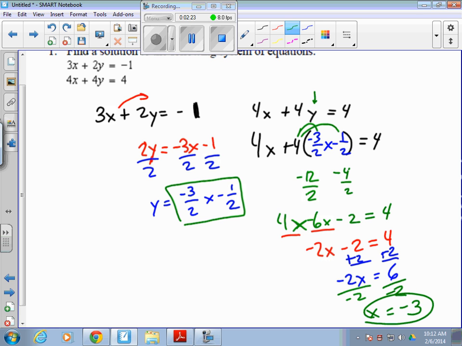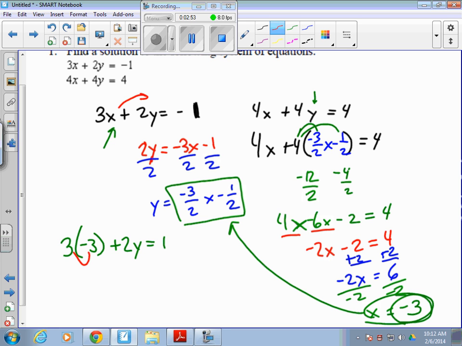Substitute it back in to any of the other equations. Now, normally we would put it right back into this equation, but that doesn't look like the easiest one to substitute it into to solve for. So let's plug it back into this equation instead. We'll do a little bit more moving, but it'll be a little more user-friendly for us. 3 times x, or 3 times negative 3, is our new value for x. Plus 2y equals negative 1. 3 times negative 3 is negative 9. Plus 2y is negative 1.